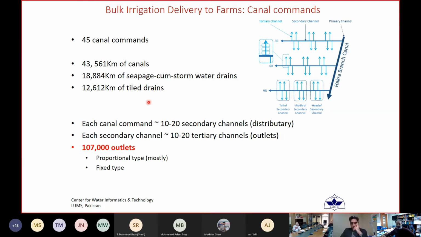What I want you to look at is the red figure: at the tertiary level, there are about 107,000 such outlets throughout this Indus Basin. So there are about 100,000 such systems or subsystems where dozens of farmers are collaborating, sharing a water course and coming up with a way to share water. This is a huge system, and mostly we are flying blind, because even with the very advanced telemetry and other interventions that people are thinking about for collecting data, looking at these 100,000 systems simultaneously is beyond the capability of even the current technology. All right.